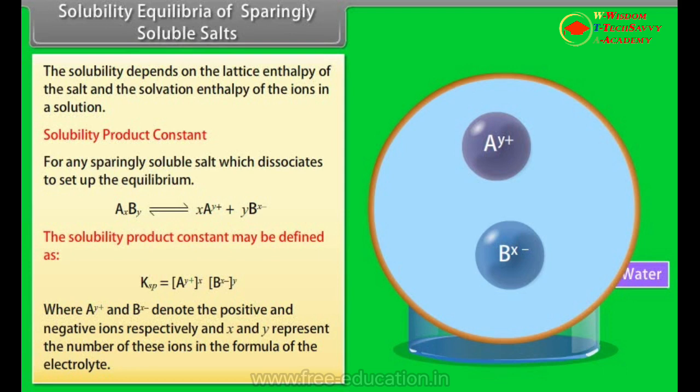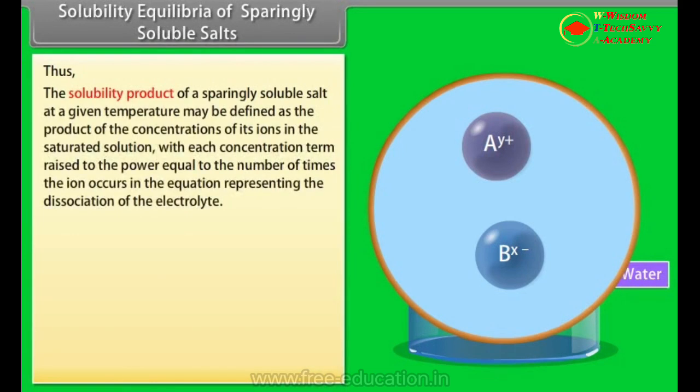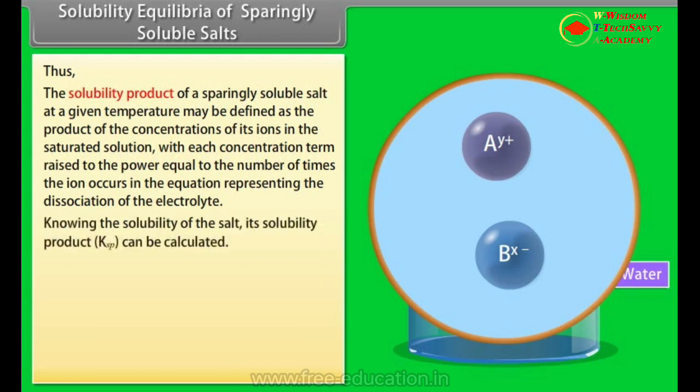formula of the electrolyte. Thus, the solubility product of a sparingly soluble salt at a given temperature may be defined as the product of the concentrations of its ions in the saturated solution, with each concentration term raised to the power equal to the number of times the ion occurs in the equation representing the dissociation of the electrolyte. Knowing the solubility of the salt, its solubility product can be calculated.